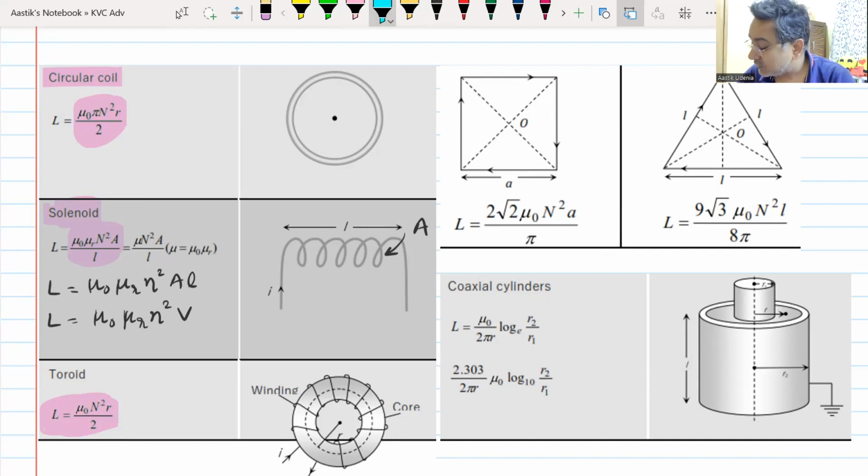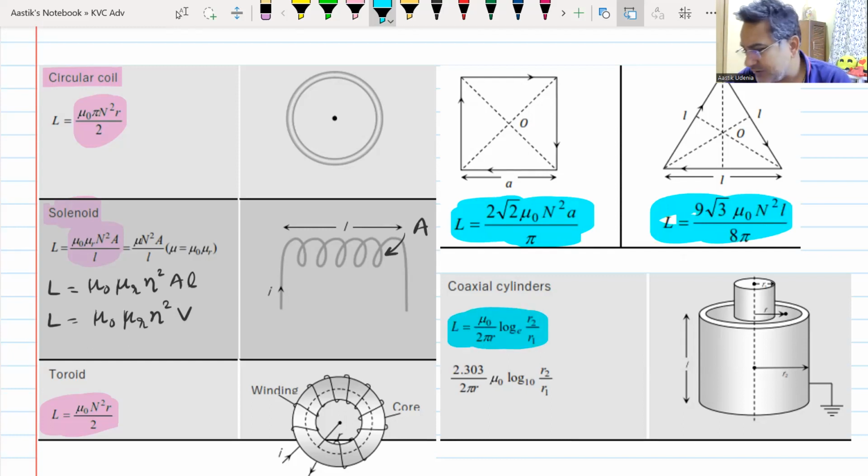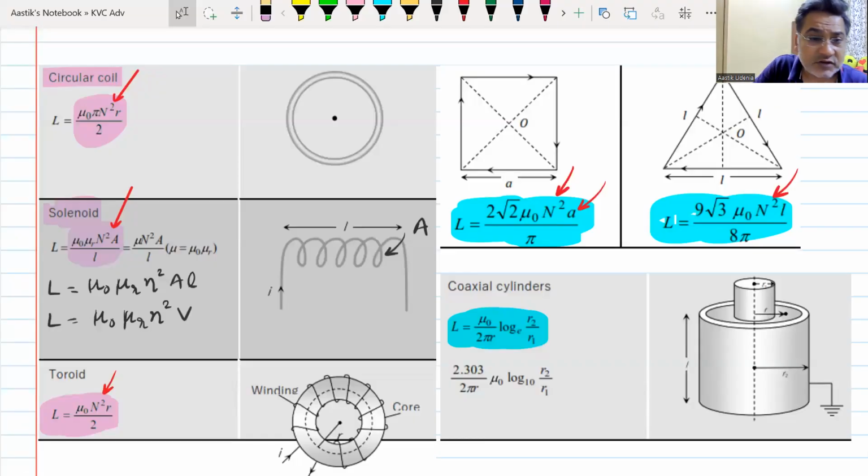On the right hand side, you have the formula for a square coil, triangular coil, and cylinders. Remember, these formulas may not come directly, but what you have to remember in all these cases is that L is directly proportional to N square, and again directly proportional to the radius or the length of the side, or in this case area by length. Do we understand this? Yes, sir. So you will have to remember with which term it is directly proportional, and in all the cases, as you can see, it is directly proportional to N square. A lot of questions have come based on this. I'll give you 2 minutes to note down the values fast.